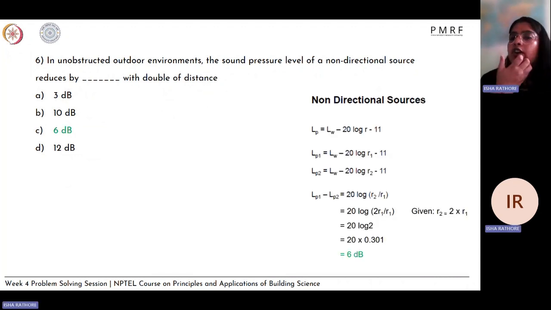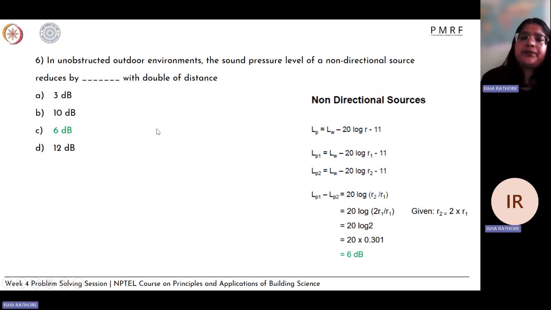Okay, so for this, we can solve the equation. We have the sound pressure level of the first case where we are at a distance of R1. And then we have another case where we are at a distance of R2. So R2 is basically twice of R1. If we solve this formula for 20 log R2 by R1, we get 20 log 2. R2 is basically 2R1. So we get log 2, which is 0.301. So we get 6 decibels.